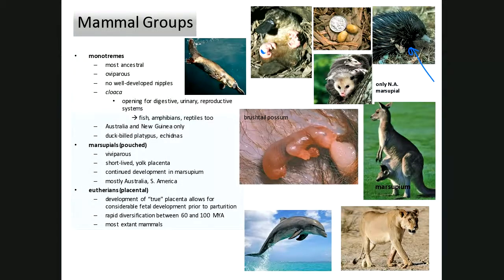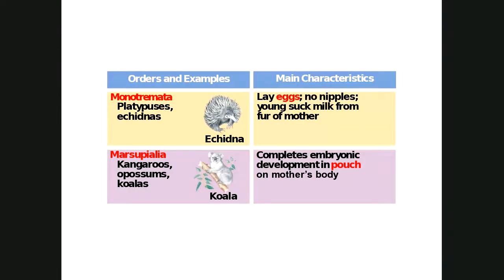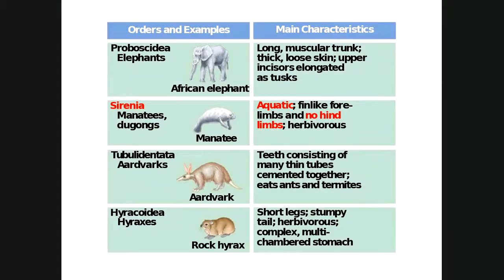This is kind of like the insects again. I'm not going to go through all of them. I would like you to know the monotremes and the marsupials, obviously the two big groups. And then among the placental mammals, Sirenia would be nice to know, especially since we have manatees here in Florida.